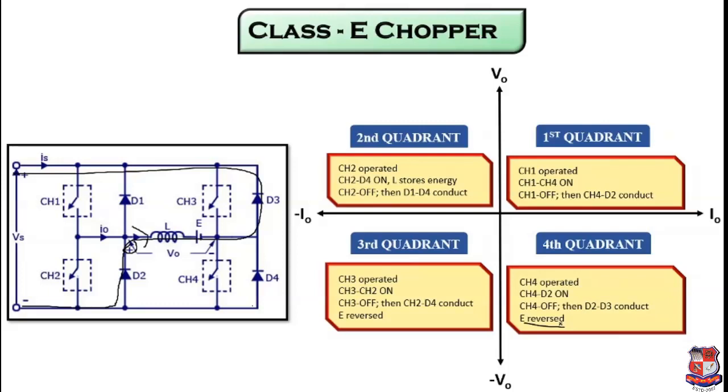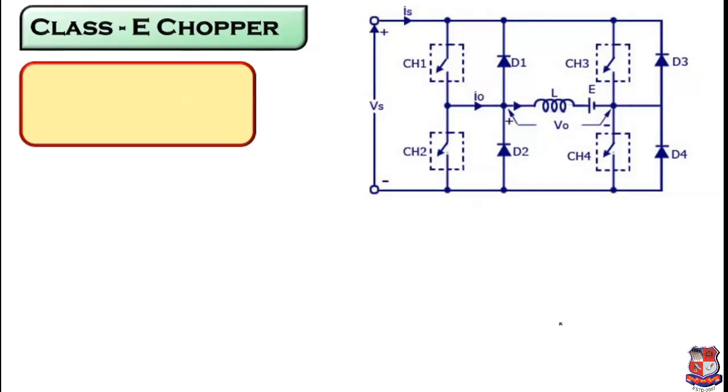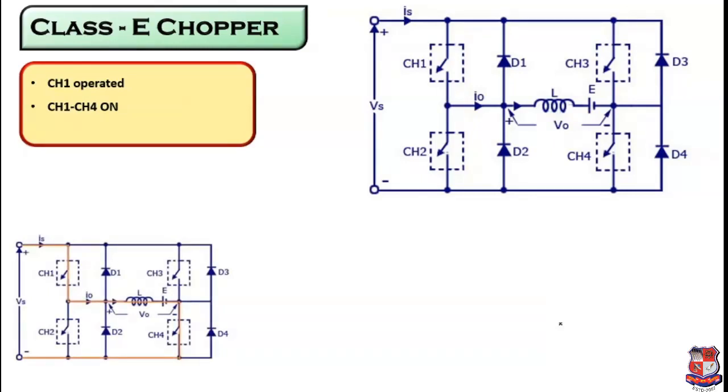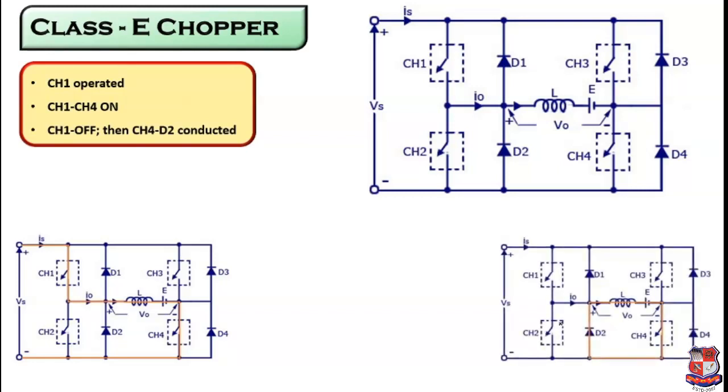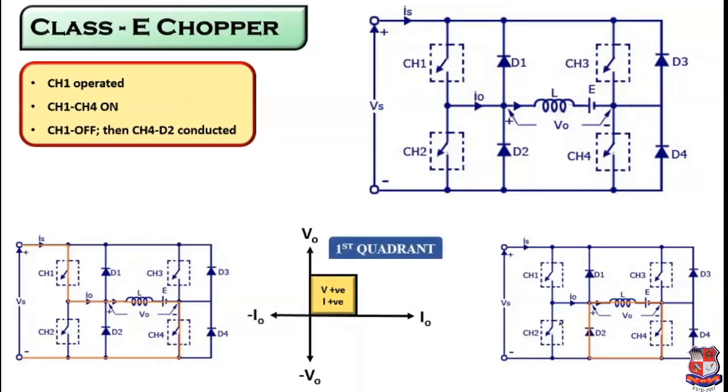So let us understand each of these. Class E chopper, this is the circuit. Initially chopper 1 is operated and then chopper 1 and chopper 4 are on. So this is the case. Okay, and then chopper 1 is off and CH4 D2 is operated. So this is the case. As a result you will get first quadrant operation where V is positive and I is also positive.